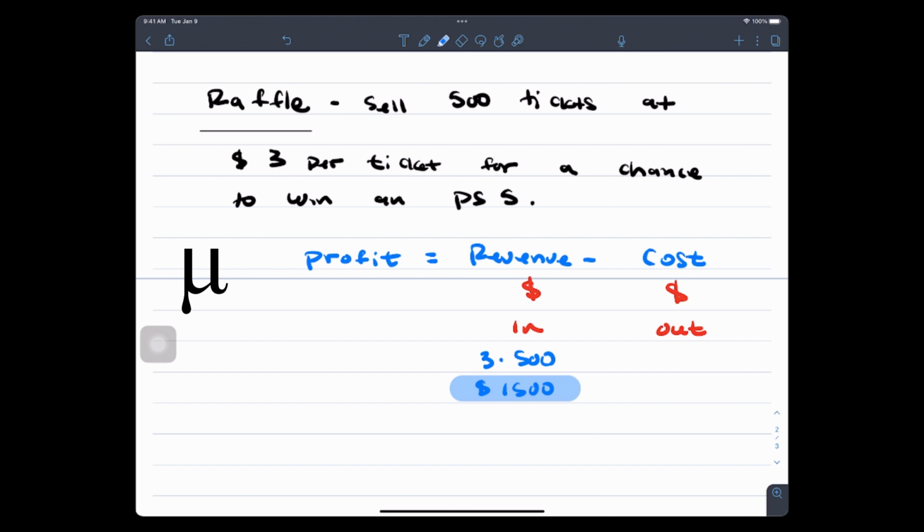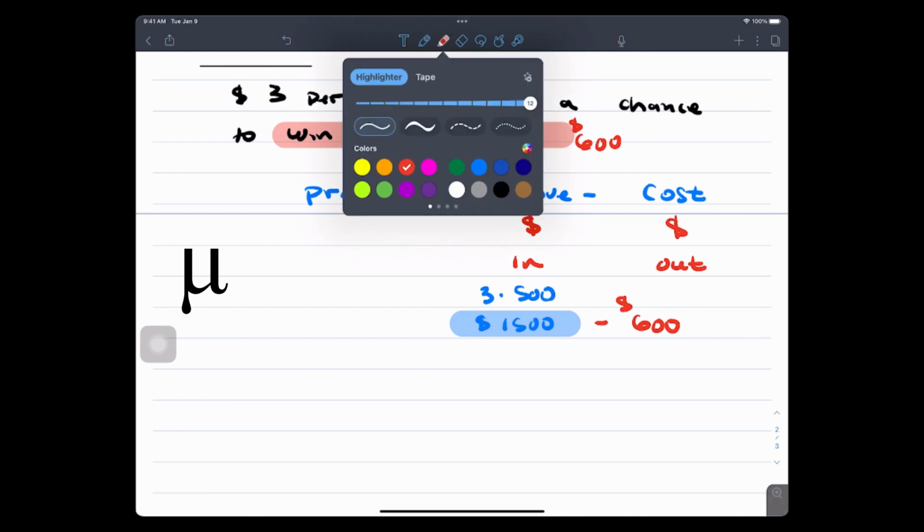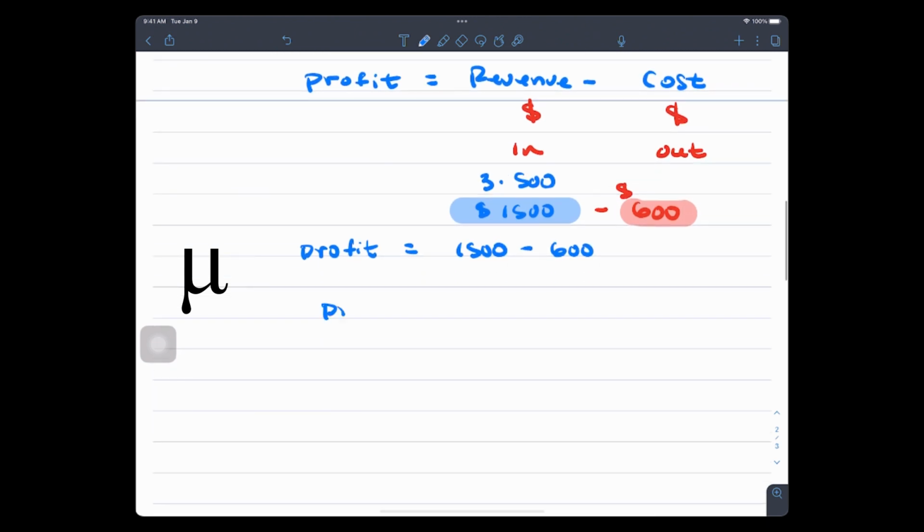But what is the cost? Do you guys know what the cost is? You say, what are you going to win? A PlayStation 5. How much are PS5s? Oh, I don't know. Let's say $600. Okay. So guess what you had to spend for the prize? You had to spend how much money? $600. So what's your profit going to be then? What's 1,500 minus 600? Is that $900?